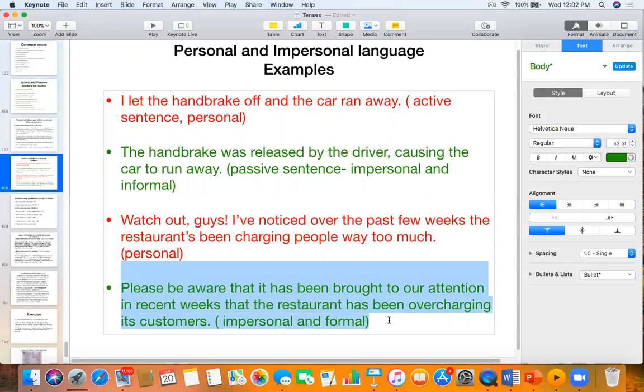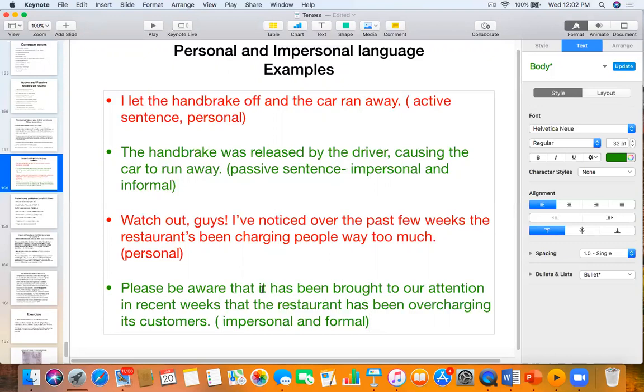So this uses the passive sentence. This uses the active sentence. So this is how the active and the passive sentences impact the listener. All right. This is very personal. This is impersonal.